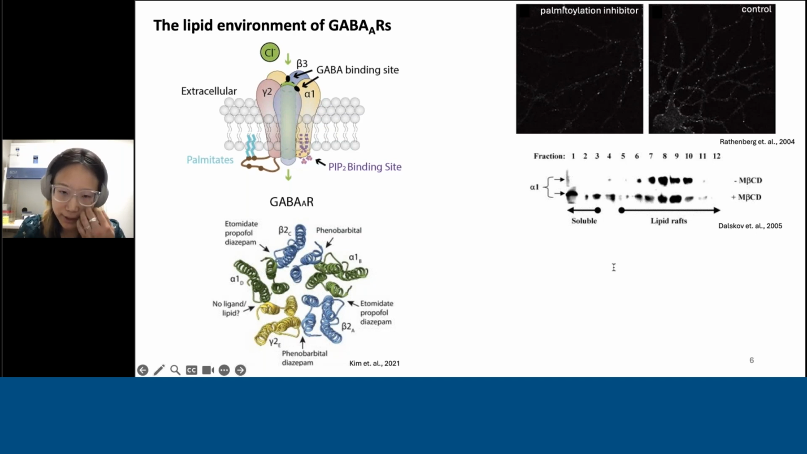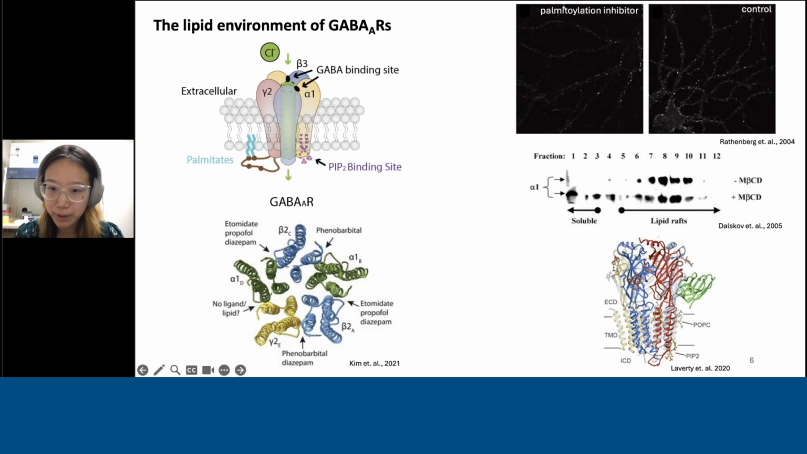And another really important study from 2020 from the Miller lab is that there is a PIP2 binding site on the alpha subunit of the GABA-A receptor. However, they did not observe any gating function directly linked to this PIP2 binding site.